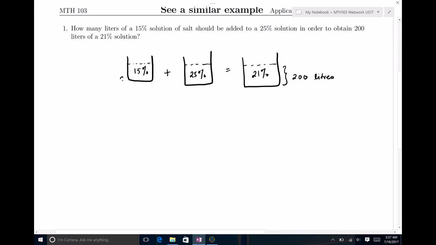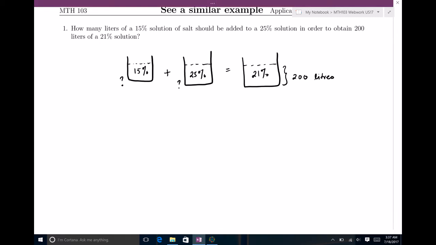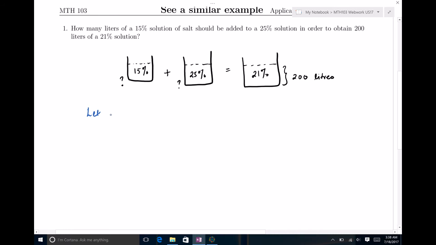The other extra information we have is that we know that the final jar has 200 liters in volume, but we don't know how many liters are in these two jars, and the goal of the question is to find that. So I'm going to start by defining a variable. Let x be the number of liters of the 15% solution that we need.